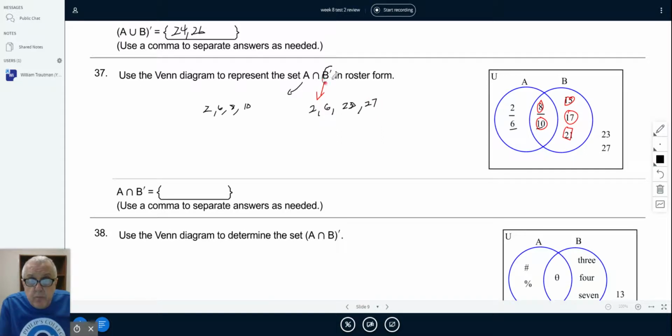So I wrote not B, I wrote A, and we want to do intersection. What's in common with these two? The numbers in common are just 2 and 6. So my answer is just 2 and 6. What's in common with A and things that are not in B? So first you write down everything in A, you write everything that's not in B, and then you find what's in common with those two.